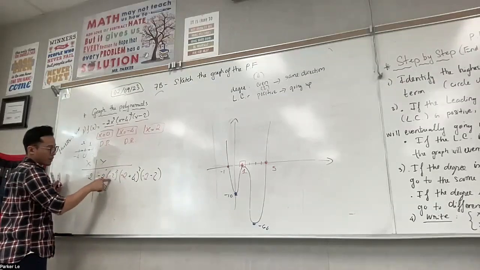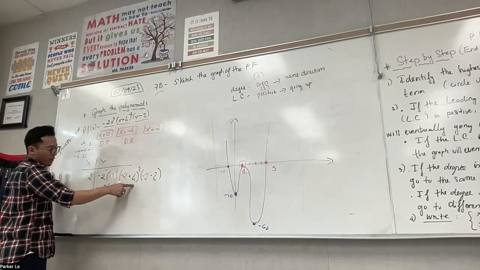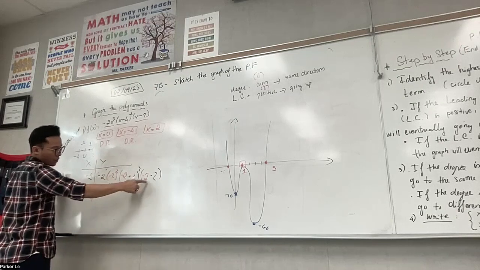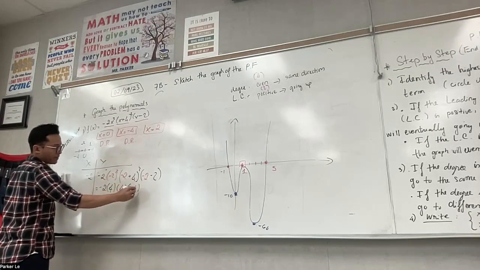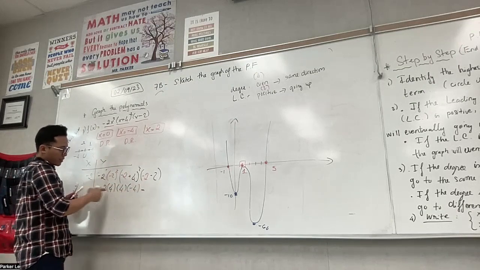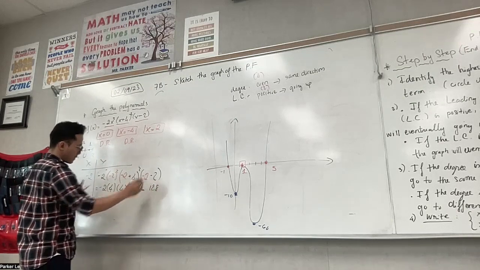So -2 squared is 4. -2 plus 4 is 2. And then 2 squared is 4. -2 minus 2 is -4. So 4 cubed is 64... -62 minus 2 is positive 128.